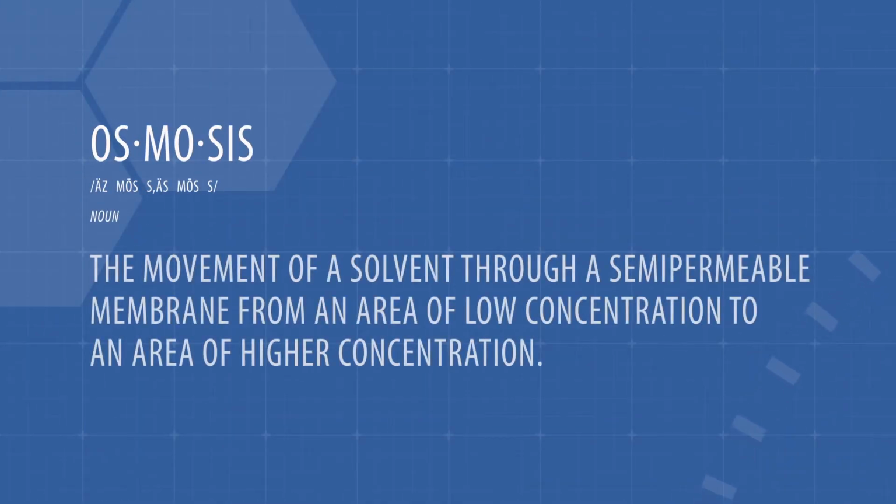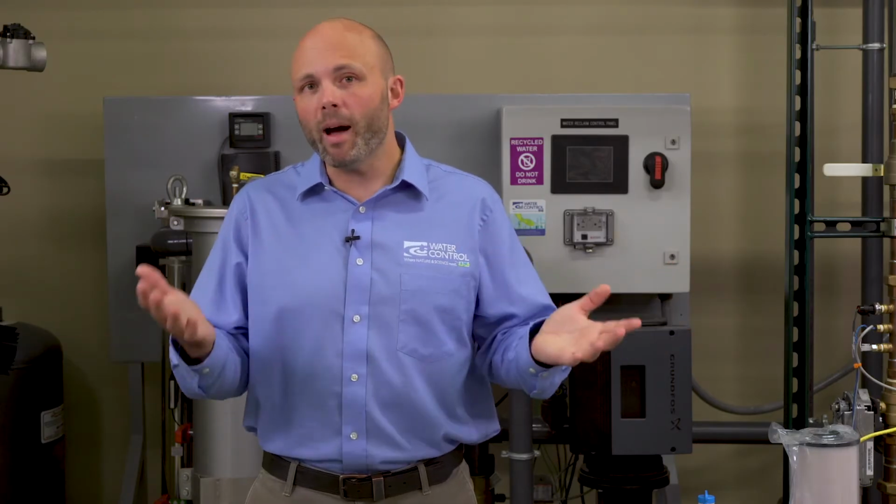The dictionary definition of osmosis is the movement of a solvent through a semi-permeable membrane from an area of low concentration to an area of higher concentration. Wow, that's a mouthful. A membrane is really just a barrier. A permeable membrane is a barrier that things can pass through. So a semi-permeable membrane is a barrier that only some things can pass through.